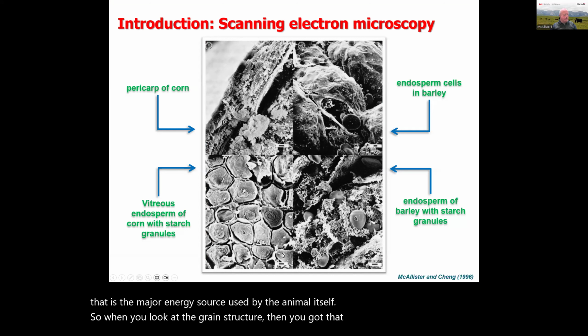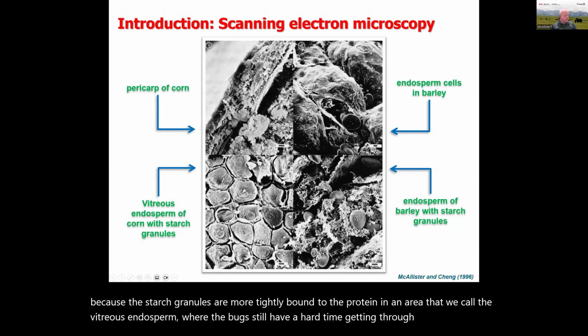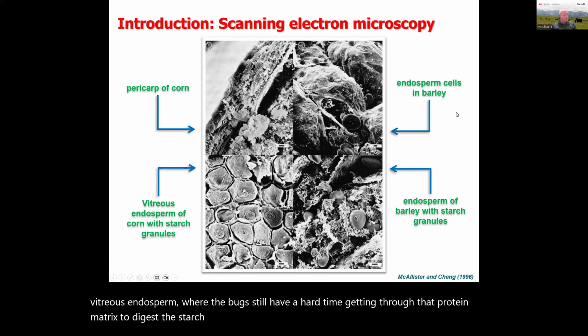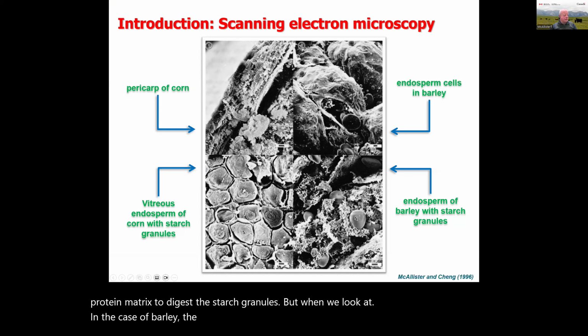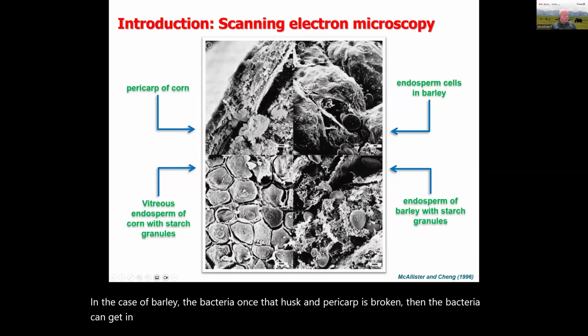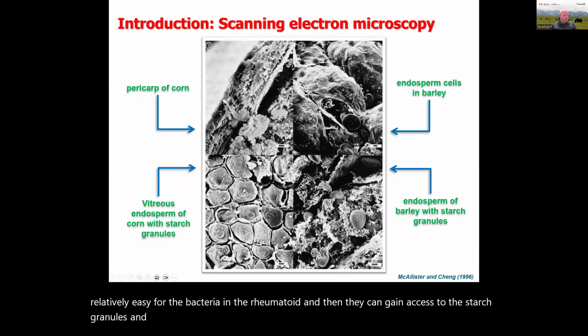Corn's a little bit different because the starch granules are more tightly bound to the protein in an area we call the vitreous endosperm, where the bugs still have a hard time getting through that protein matrix to digest the starch granules. But in the case of barley, once that husk and pericarp is broken, the bacteria can get in and digest the endosperm cell walls, which are mainly made of beta-glucan, relatively easy for the bacteria in the rumen to digest. Then they can gain access to the starch granules and the protein, and both of those are more rapidly digestible than they are in corn.